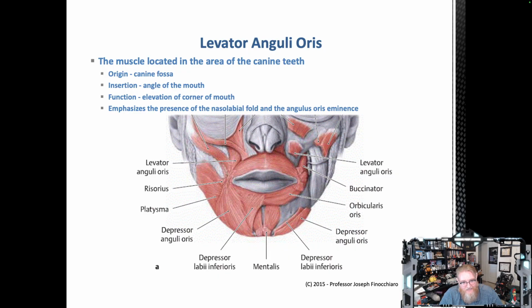You have the levator anguli oris, which is the muscle located in the area of the canine teeth. So levator means lift, anguli, angle, oris, mouth. So something will raise the angle of the mouth. Located in the area of the canine teeth, right here, its origin is the canine fossa. Not hard to keep that in line. Its insertion is the angle of the mouth, and its function is to elevate the corner of the mouth. And it emphasizes the presence of the nasolabial fold and the angulus oris eminence. We will get there, but it emphasizes these little things over here that make your cheeks and lips look like they do.